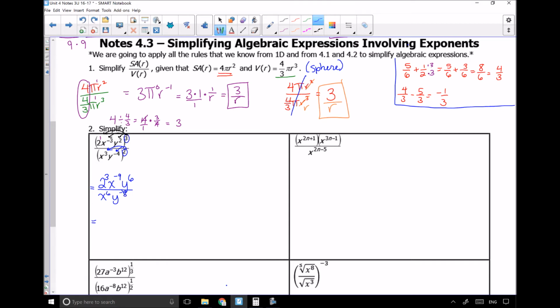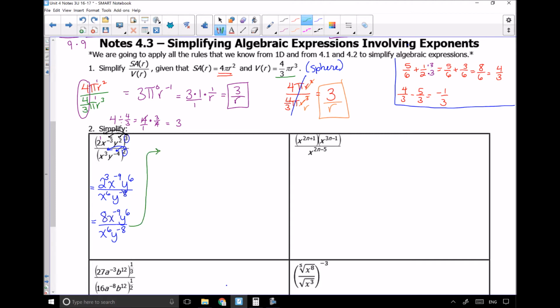So 2 to the power of 3 is 2 times 2 times 2, which is 8. So I get 8x to the power of -9, y to the power of 6, over x to the power of 6, y to the power of -8. Now that I've done that, there are two different ways that we can approach this problem from here. So I want to show you both ways.